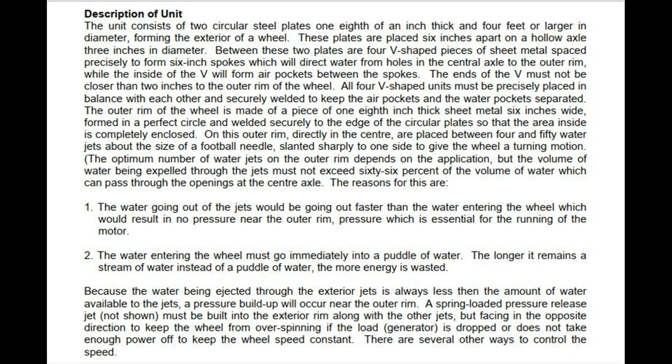The optimum number of water jets on the outer rim depends on the application, but the volume of water being expelled through the jets must not exceed 66% of the volume of water which can pass through the openings at the center axle. The reasons for this are: 1. The water going out of the jets would be going out faster than the water entering the wheel, which would result in no pressure near the outer rim, pressure which is essential for the running of the motor.